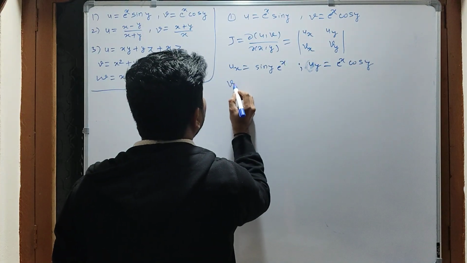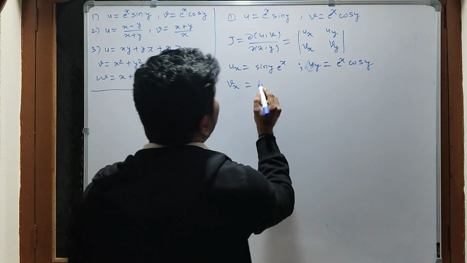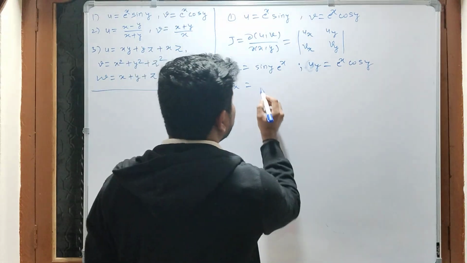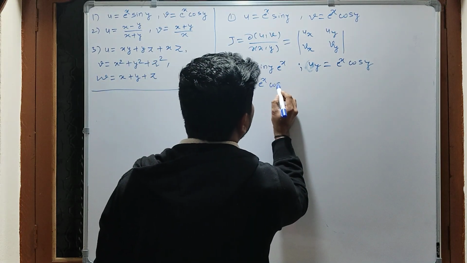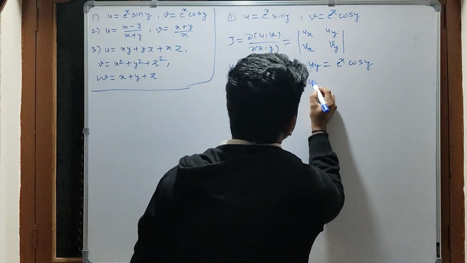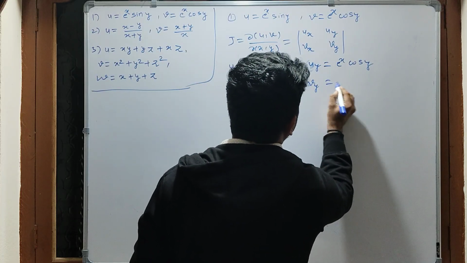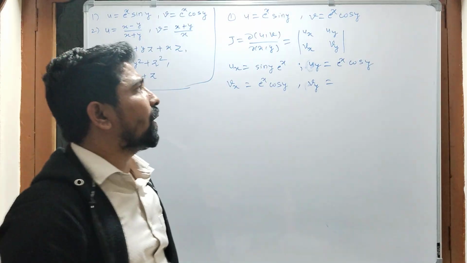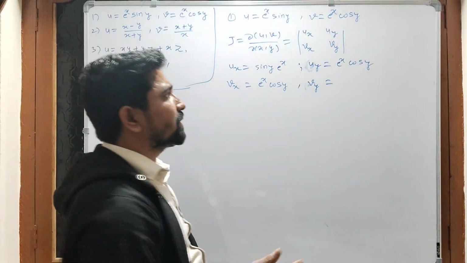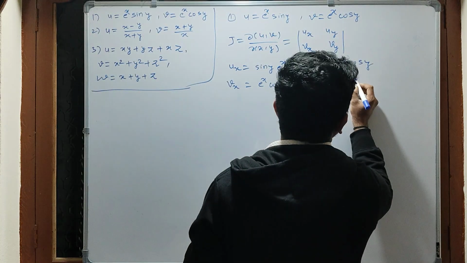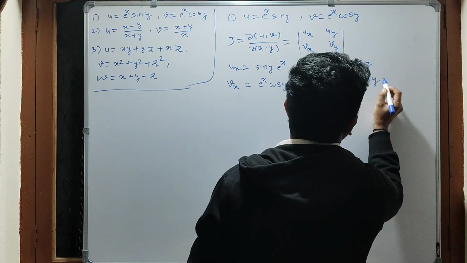Now the partial derivative of v with respect to x. Here the derivative of e power x is e power x, so this is e power x, and this is cos y. And the partial derivative of v with respect to y: the derivative of cos y is minus sin y, so this is minus e to the power x, this is sin y.